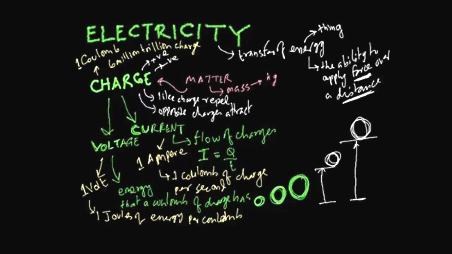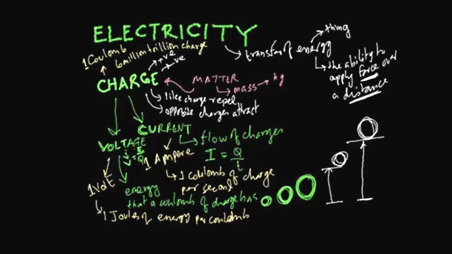And the formula for volt is going to be, let me write it out here. The formula for volt is E, energy, divided by Q, coulomb. So V equals E by Q, energy by coulomb.